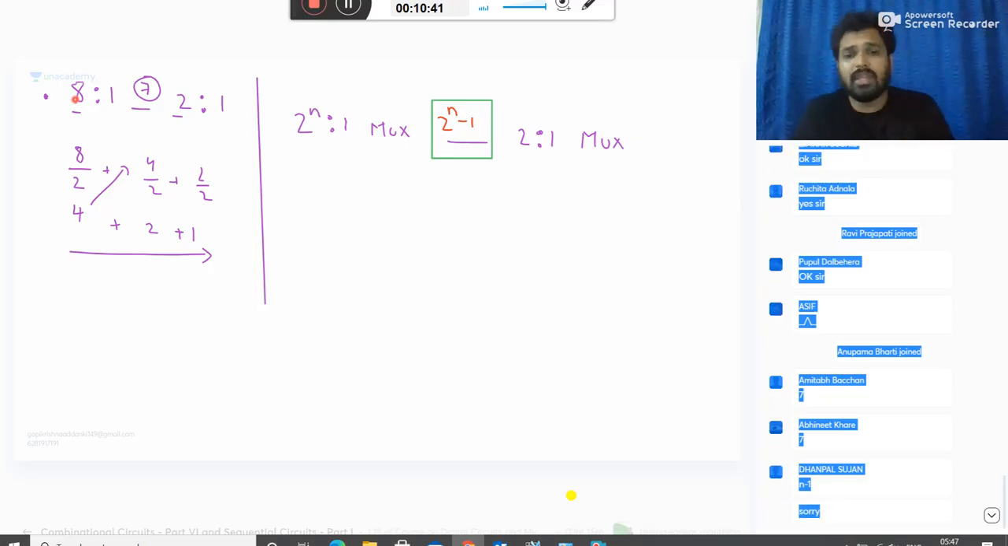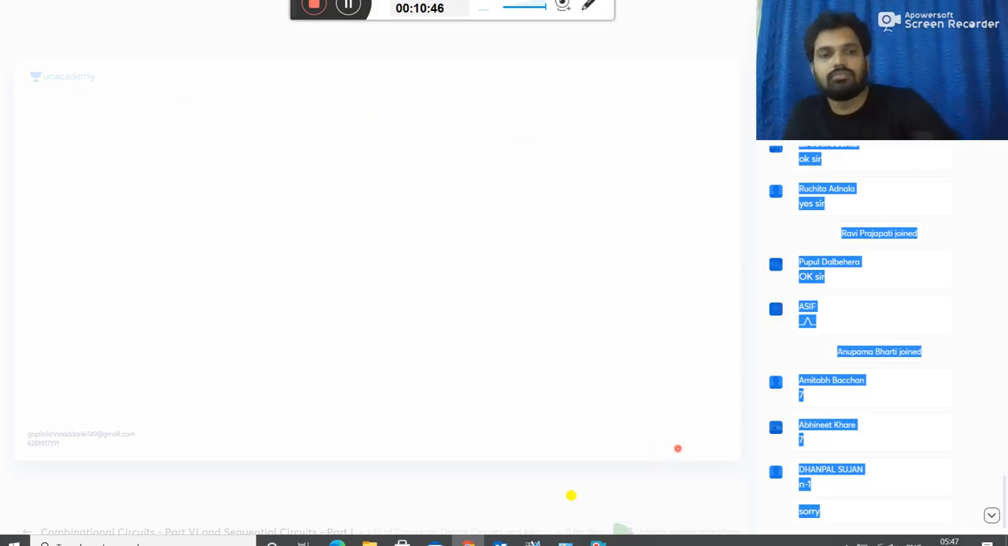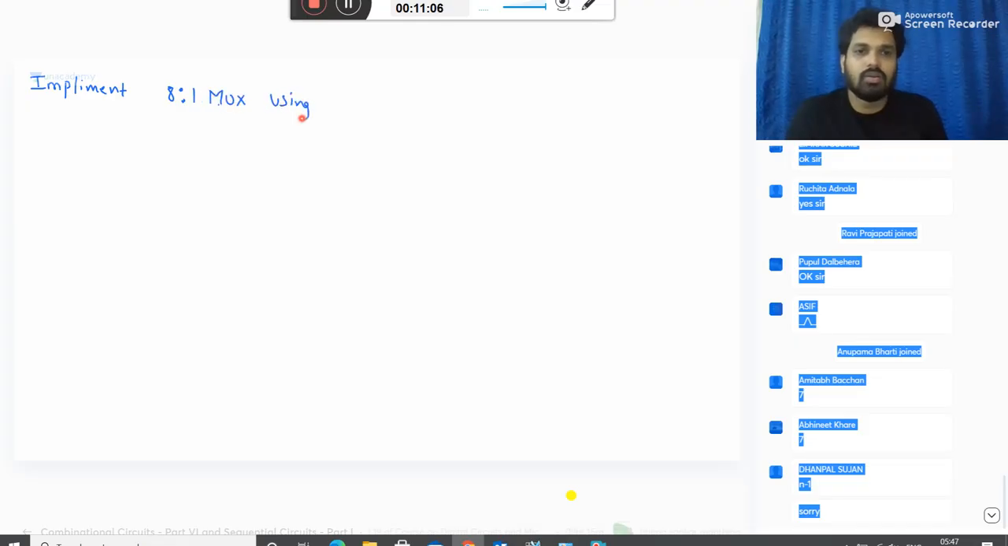Suppose you want to make any multiplexer using any multiplexer, what to do? Let us see. Before that, one more: implement 8 by 1 mux using 4 by 1 mux. So you have 4, you want to make it 8. So let's see how to do this problem.